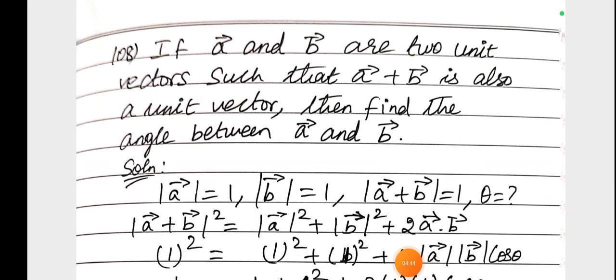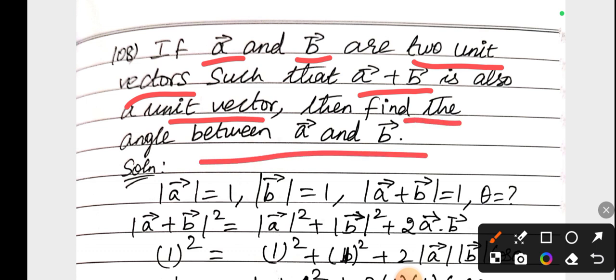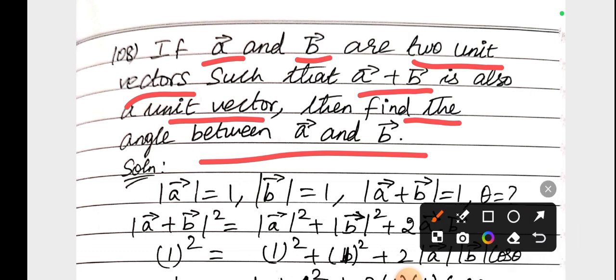Clear? Check. Then the 108th question. A vector and B vector are what, sir? Two unit vectors. Such that A vector plus B vector is also a unit vector. Then find the angle between A and B. This question is there in the NCERT book. If you want, you can cross check.